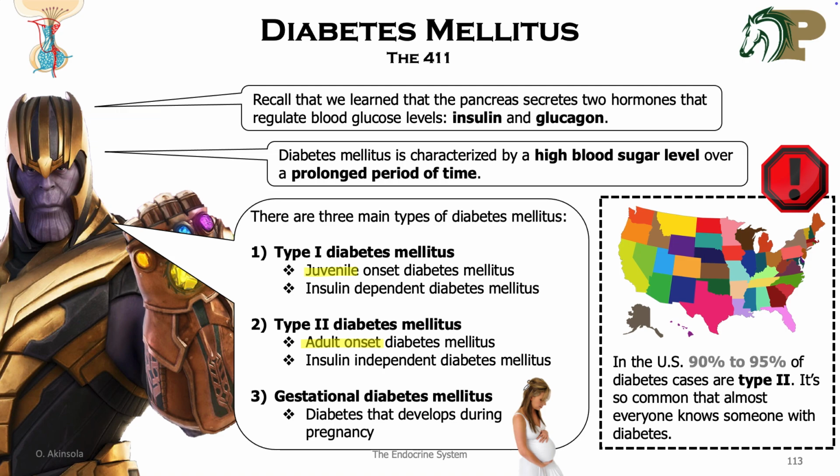In the U.S., 90 to 95% of diabetes cases are type 2. So type 2 diabetes is by far the more common type. And it's so common that almost everyone knows someone with diabetes. And if you don't know someone with diabetes, you know someone that has diabetes. Okay? Very, very common.